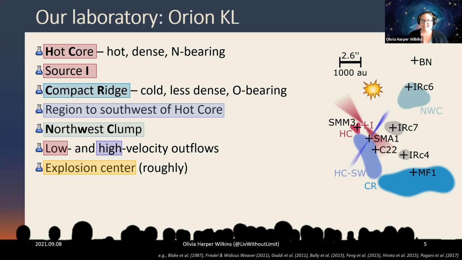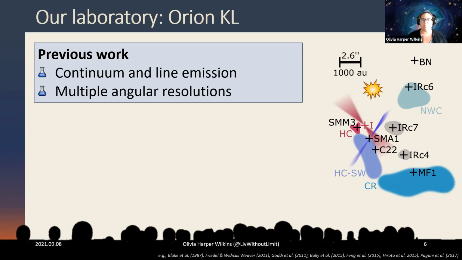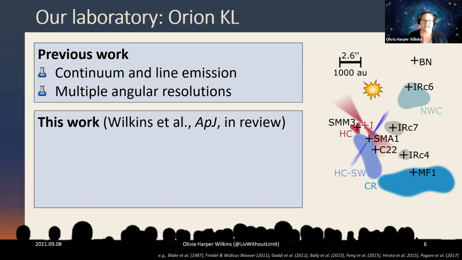And we know all of this about Orion KL. We know about its complex structure, both in terms of its physical structure and its chemical structure, because there has been a lot of work done on Orion KL, both in continuum and line emission and across a wide range of angular resolutions. So my work is a piece of this already ongoing puzzle to understand Orion KL.